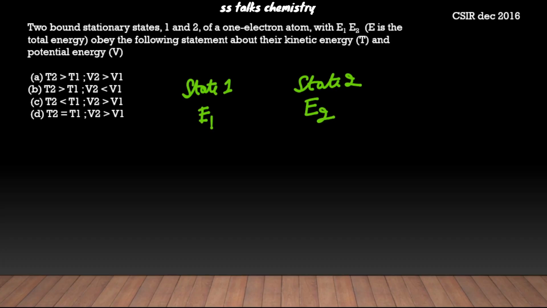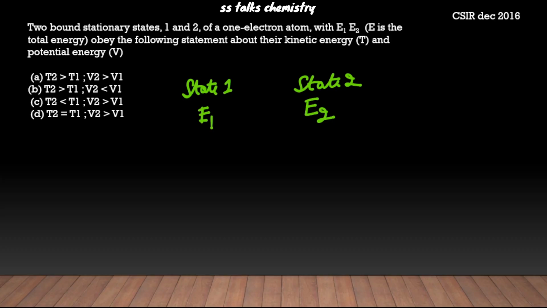E is the total energy. Consider the following statements about the kinetic energy and the potential energy. So we have to find the relation between the kinetic and the potential energy. How can we do that? With the help of the virial theorem we can do this, right? And the system is a one electron atom.